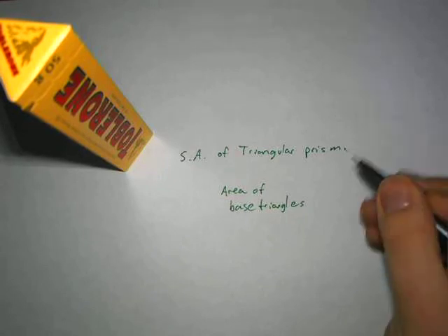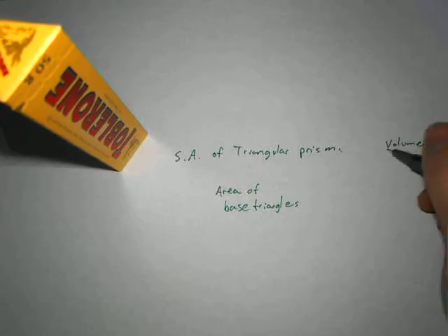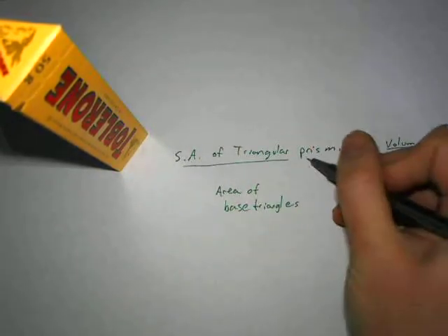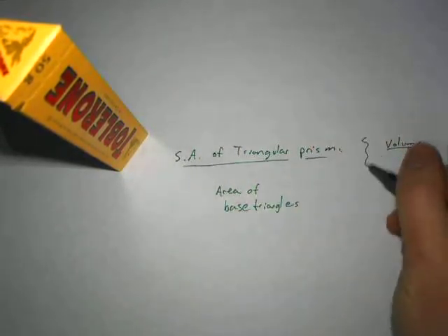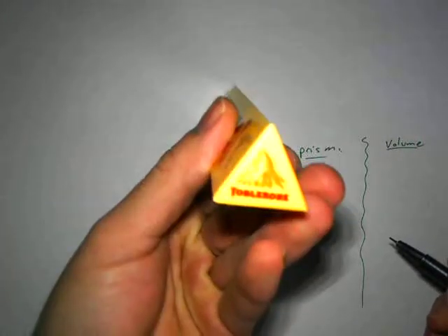Close. That's close, Mike. You might be getting mixed up with volume, which we'll talk about after. Oh, okay. Yeah, I'm glad. That's a common mistake. I'm glad you brought that up. We'll move on to volume afterwards. So if we find the area of the base triangles, what else do we need to find the surface area of this box?